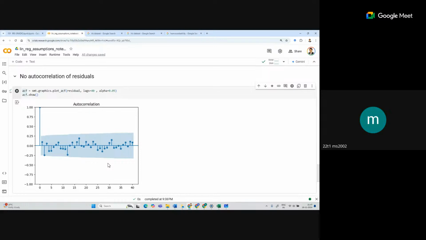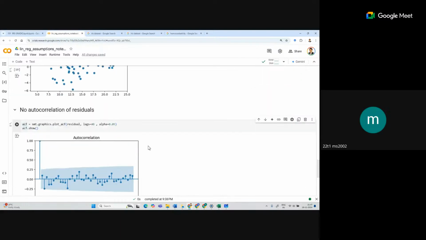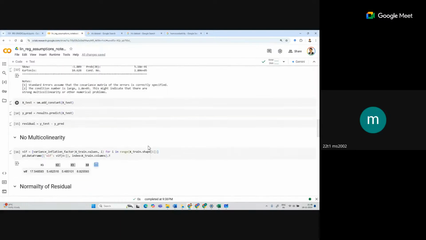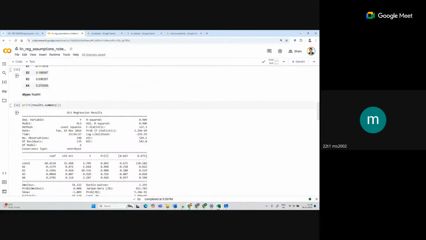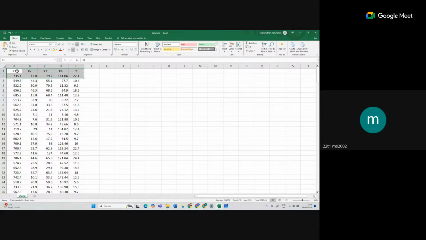Okay, noted. So these are the assumptions of linear regression. First, you check for linearity. You can put a scatter plot and check for correlation between x1 versus y, x2 versus y, x3 versus y, x4 versus y. You can check whether they are linearly related or not. Is there a linear relationship between your independent variables and your target variable? That is one check. Second check is independence.